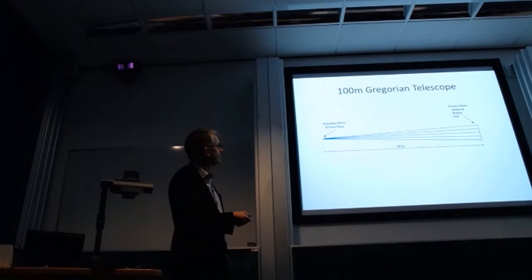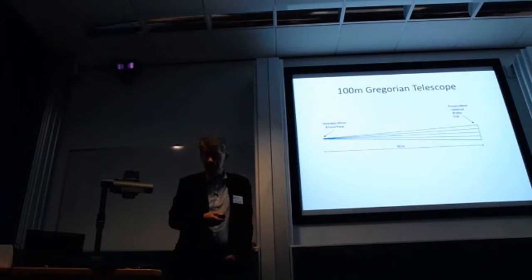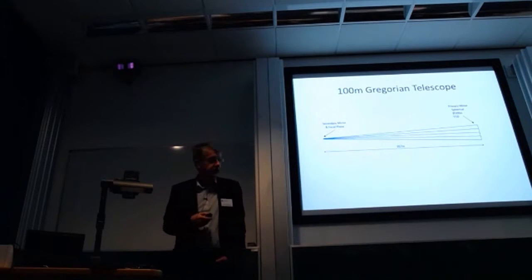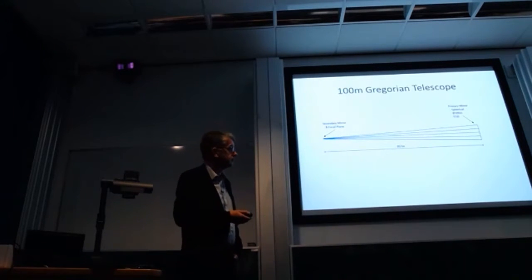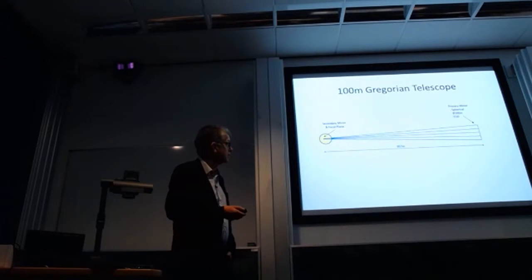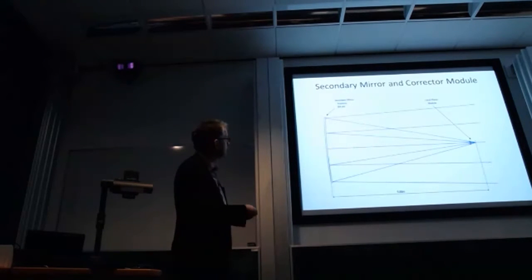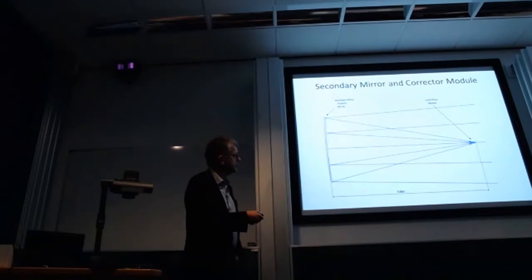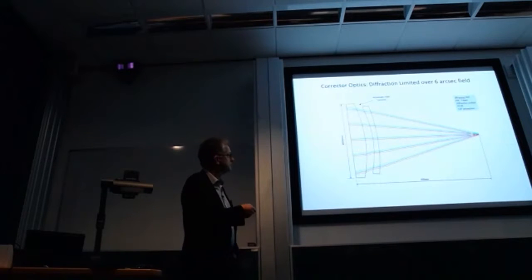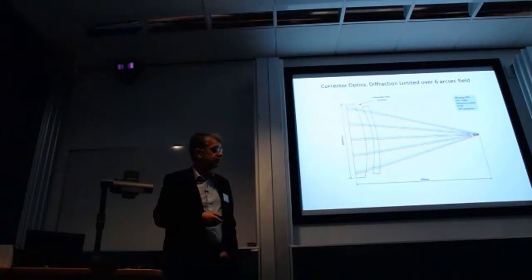If you have a 100-meter mirror and you have your secondary mirror about a kilometre away, you can get diffraction-limited performance on a very narrow field of view, which is what we need to do direct imaging of an exoplanet like the Earth. The secondary mirror is actually not too big, 4 meters in diameter, and it has a corrector here which gives you the diffraction performance, and these are quite simple lenses.